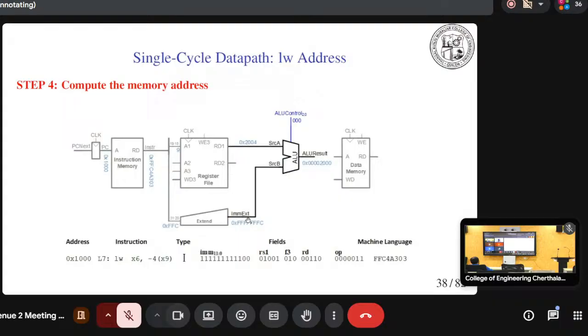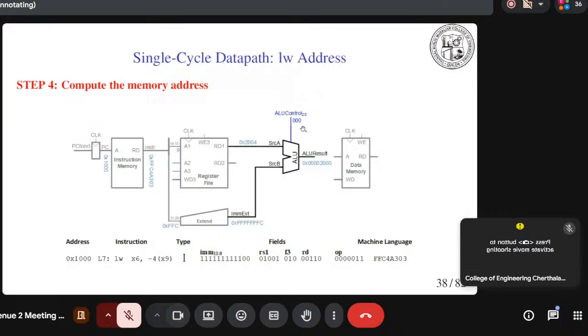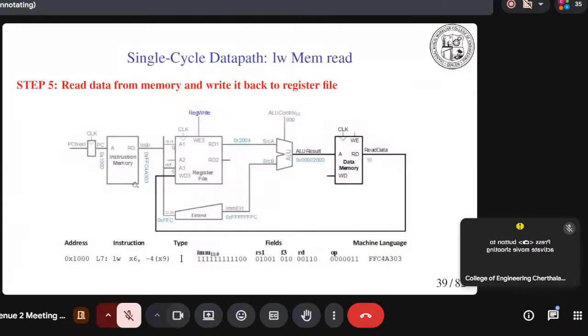Now the immediate data and the value in the register X9 is given to an ALU. And you can see the control line, the blue one, is 000. So the ALU control is a 3 bit control signal and it has 000. When the control signal is 000, the ALU understands that it has to do the add operation in our RISC-V processor.